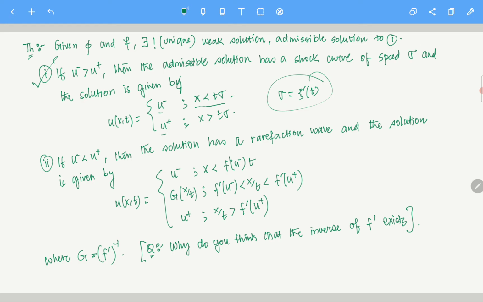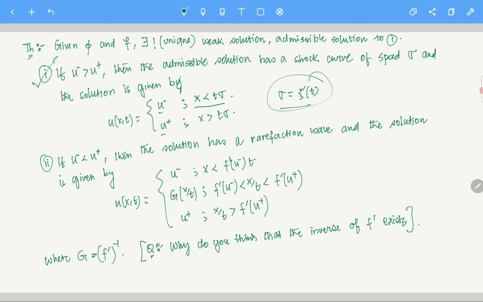Think about it. This whole solution is set up in such a way that it has to satisfy the Rankine-Hugoniot condition. This is the Rankine-Hugoniot condition, right? If you want, you can just write it down: f of u plus minus f of u minus, divided by u plus minus u minus, that is xi prime of t. So all of that is already satisfied. So this is going to be a weak solution. There is nothing to prove here.